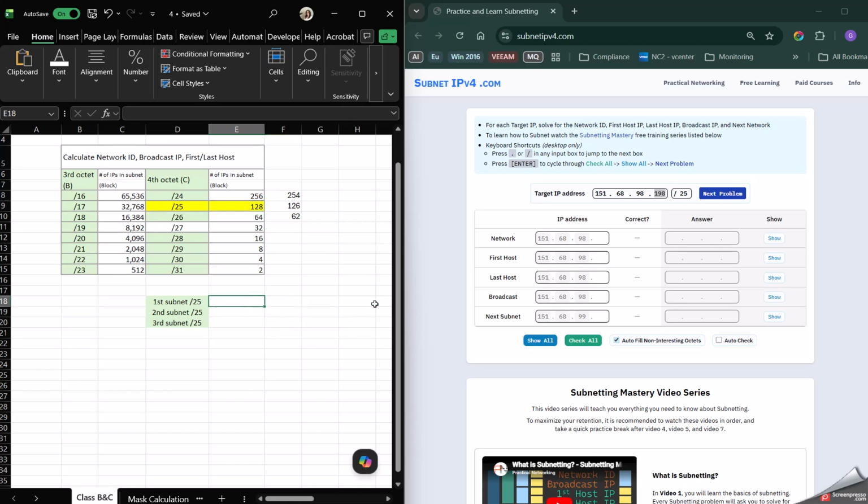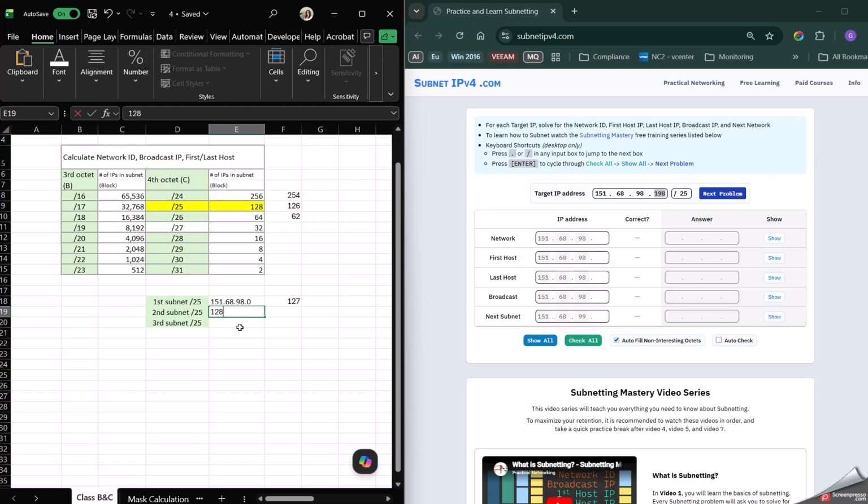Because the first subnet starts at 0. I'm just going to put the last octet. I'm not going to write the whole thing. It would be 151.68.98.0, okay? But the next ones I'm not going to write. So mine is going to be from 0 to 127. Okay, so the last IP in this subnet is going to be 127 because 128 is the first in the second one. So this is 128, okay?